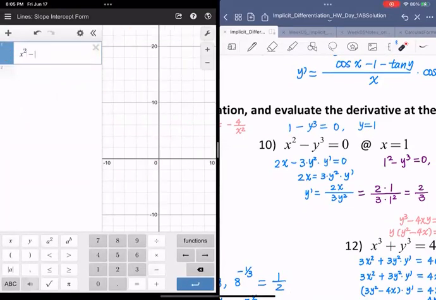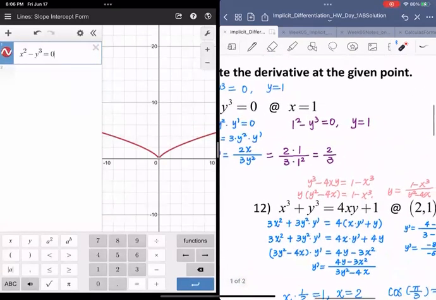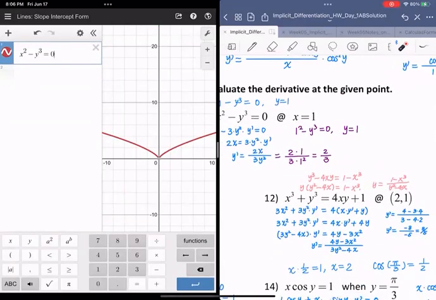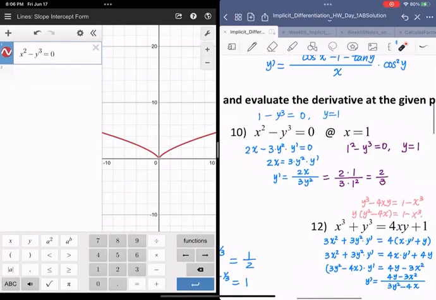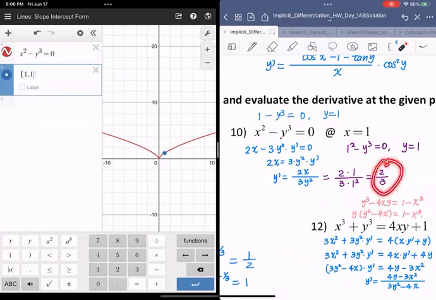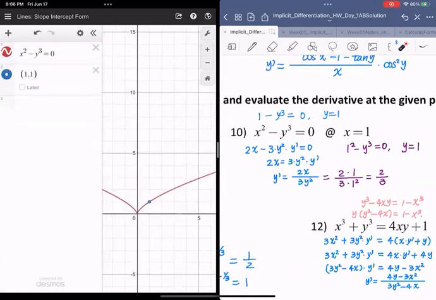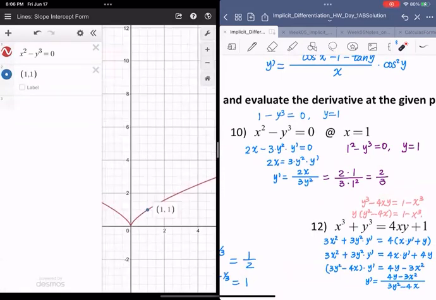x squared minus y cubed equals 0. So this is a curve like this. When your x is 1, you put 1, 1. This is the point. In this way, you don't need to worry about finding a tangent line at this point and figuring out the slope. You will be able to figure out the slope by doing this, okay?